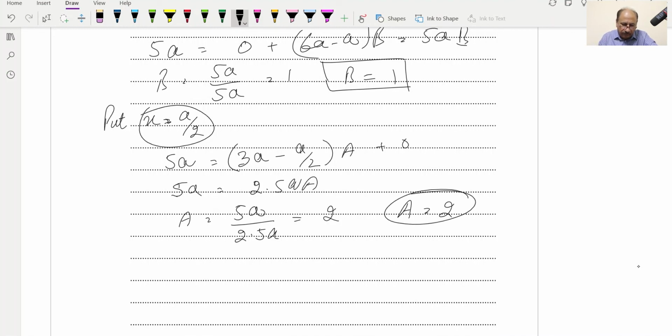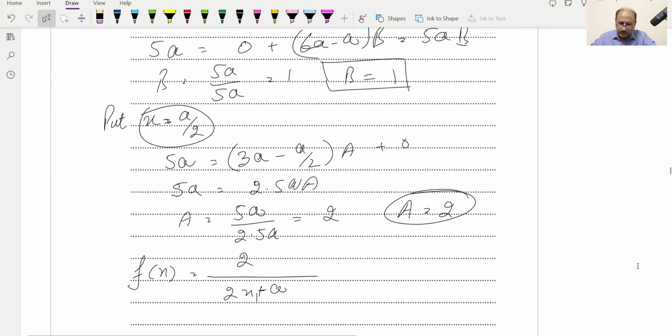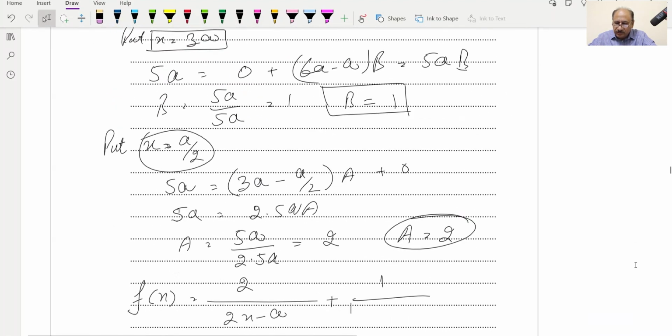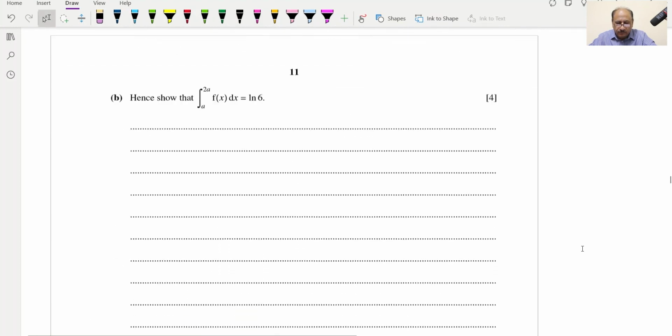Now we can write f of x in partial fraction format. So this will be 2 over 2x minus a. So this should be minus, and the second value will be what? B value is 1. So 1 over 3a minus x, and this will be the final partial fraction.